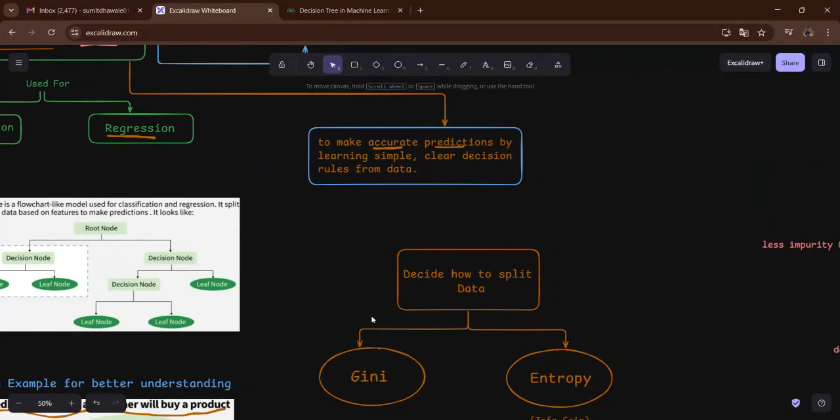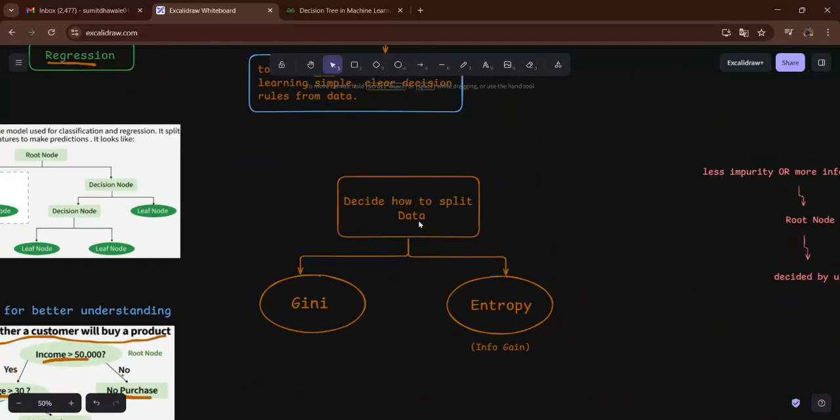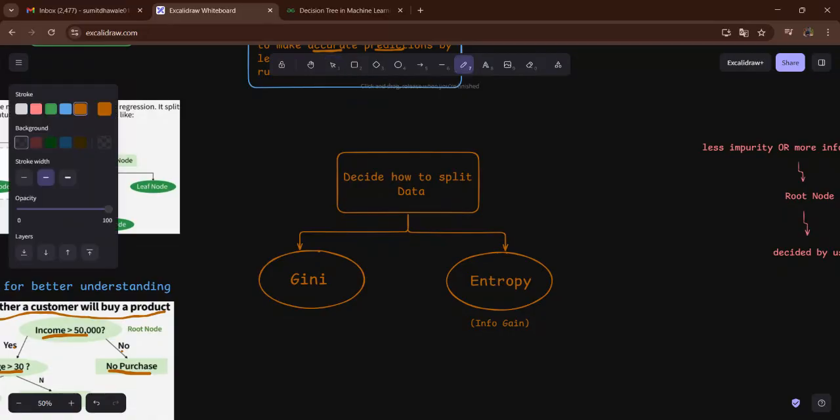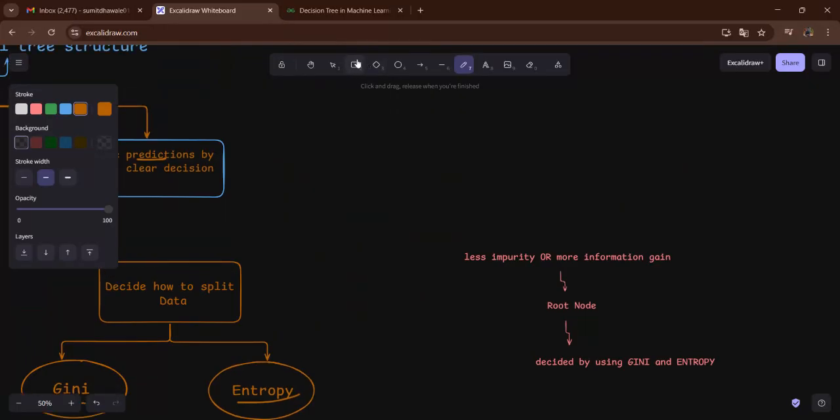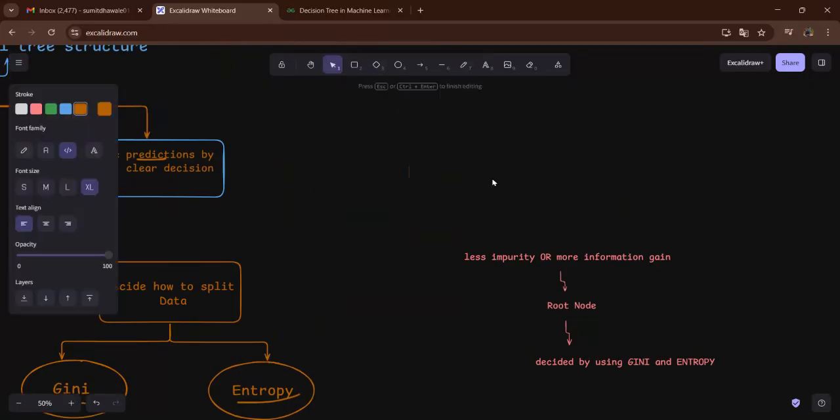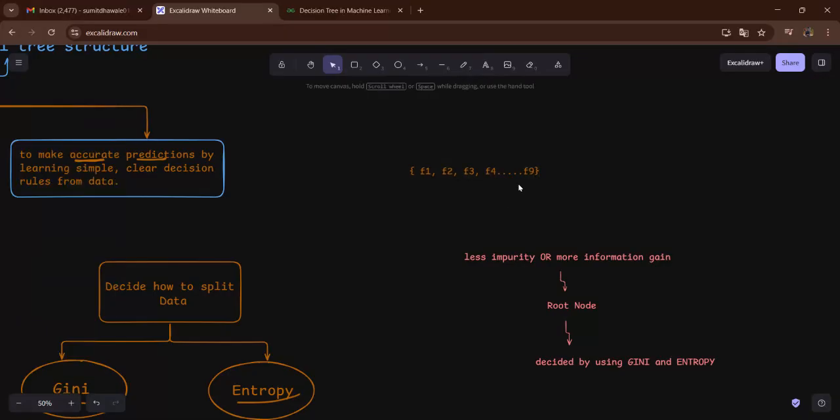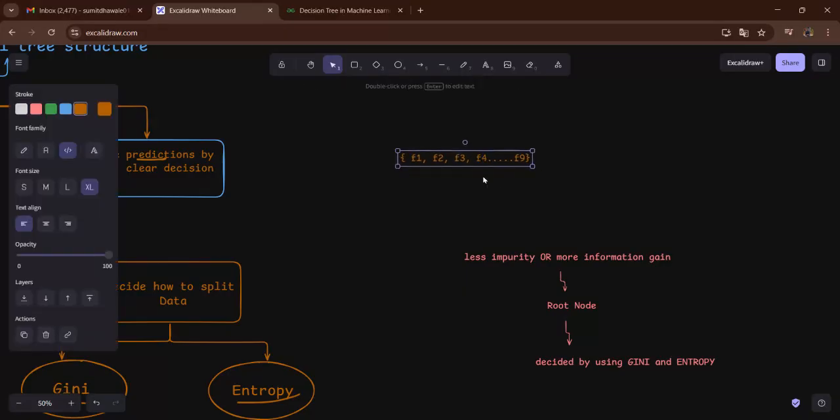Let's see how it works. Splitting totally depends on the Gini index and entropy, which is the information gain. So let's take an example. If there are multiple discrete values like f1, f2, f3, f4, up to f9.